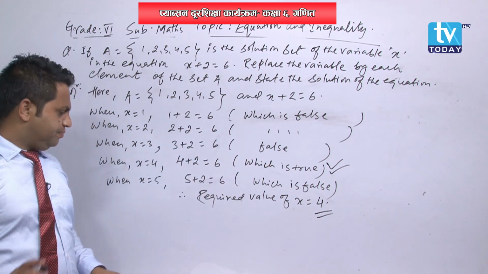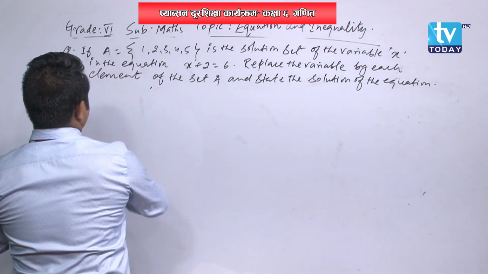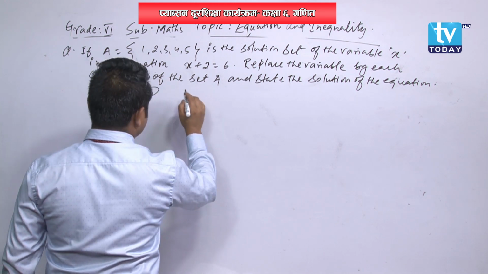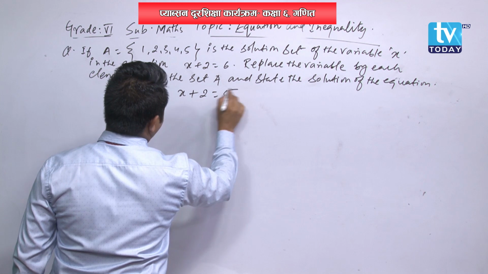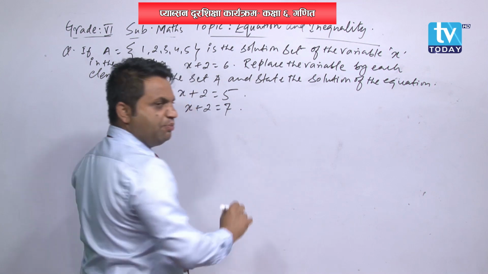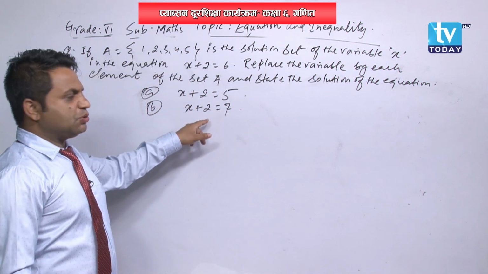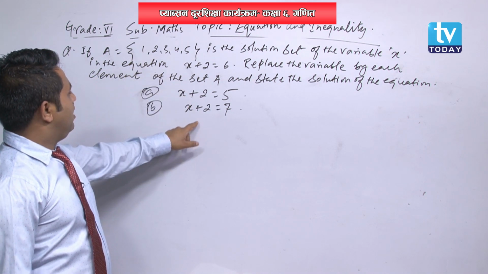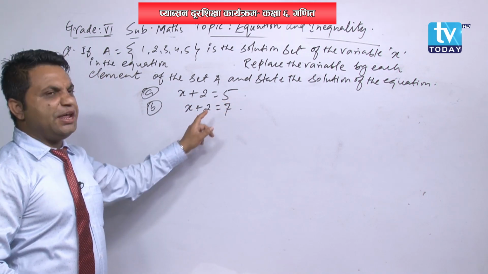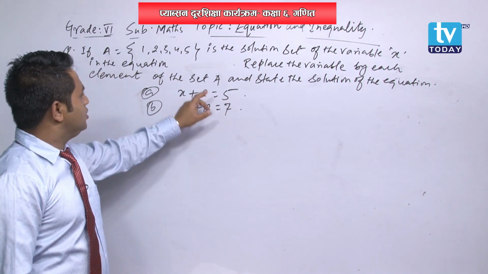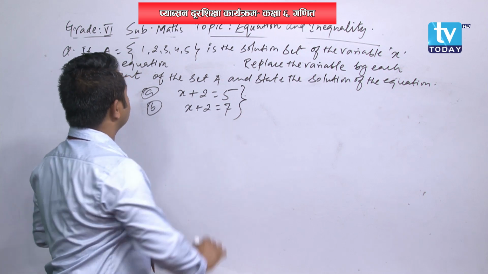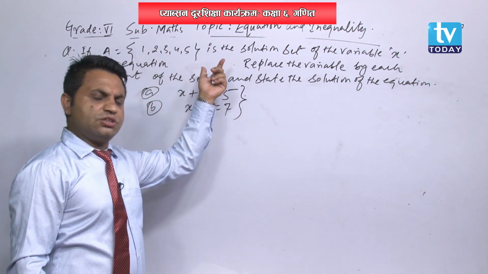Is that clear? Are you getting me? Number 1, same set. Please do this yourself. A, x plus 2 equals 5 and B, x plus 2 equals 7. By the same process, please do this question. The solution set will be the same, 1, 2, 3, 4, 5, and the equations we have are x plus 2 equals 5 and x plus 2 equals 7. Previously it was x plus 2 equals 6. So right now please solve both questions using the same solution set. Is that clear?